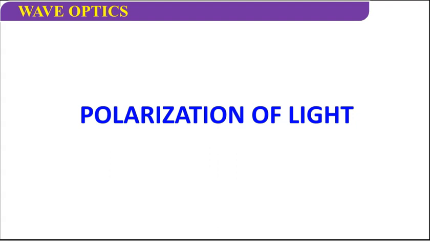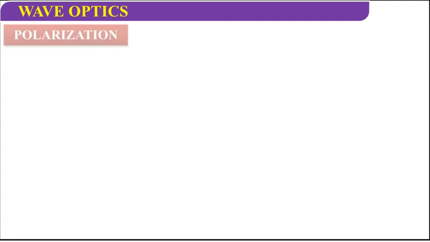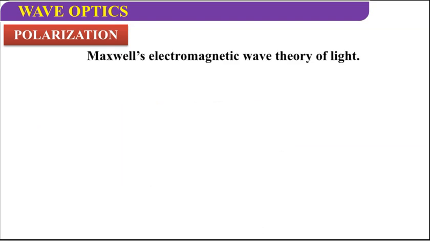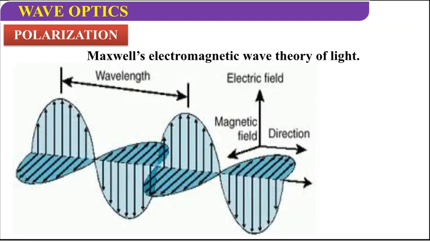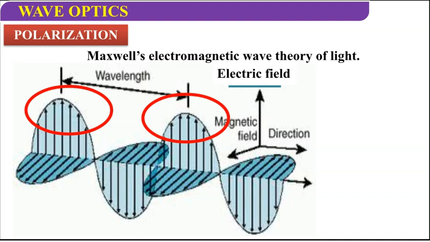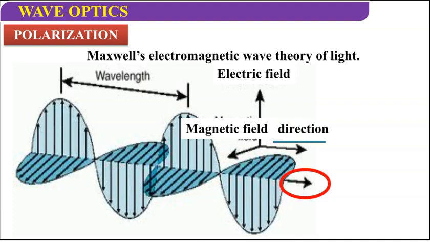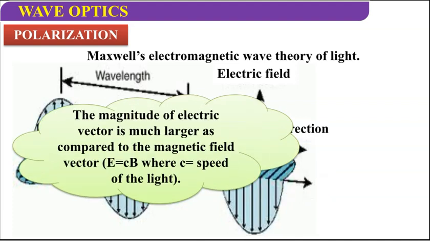Now we are going to start the topic polarization of light. What is the meaning of polarization? Light waves propagate as a transverse electromagnetic wave, according to Maxwell's electromagnetic wave theory of light. It has an electric field, a magnetic field, and the direction of propagating wave. The magnitude of the electric vector is much larger as compared to the magnetic field. That's why we say E is equal to C times B, where C is the speed of light.